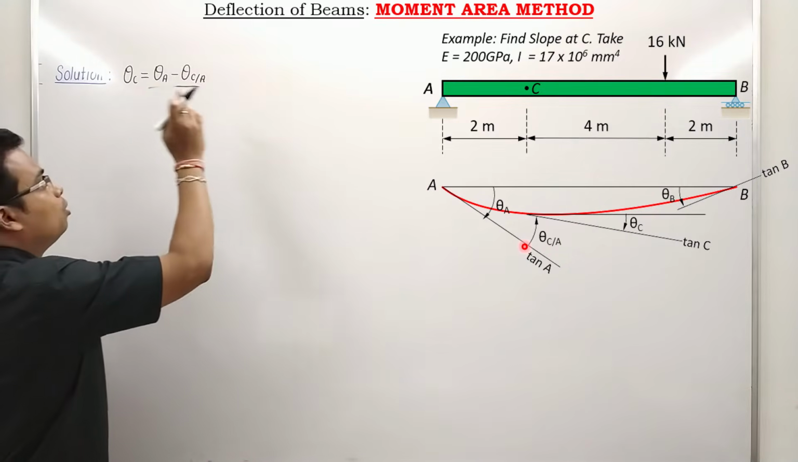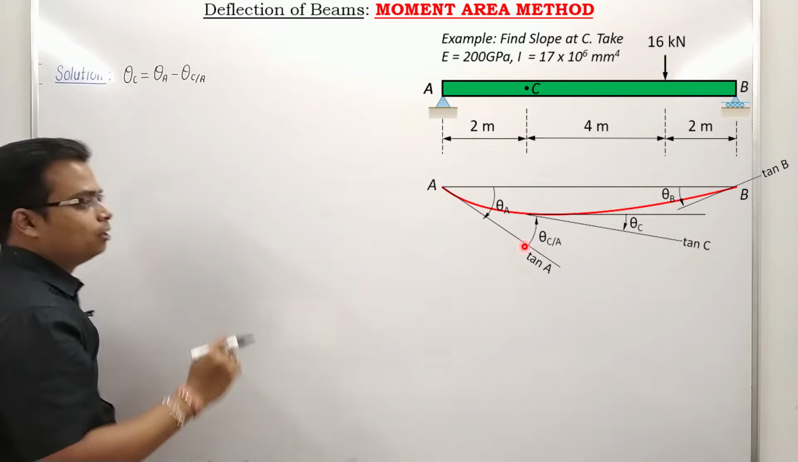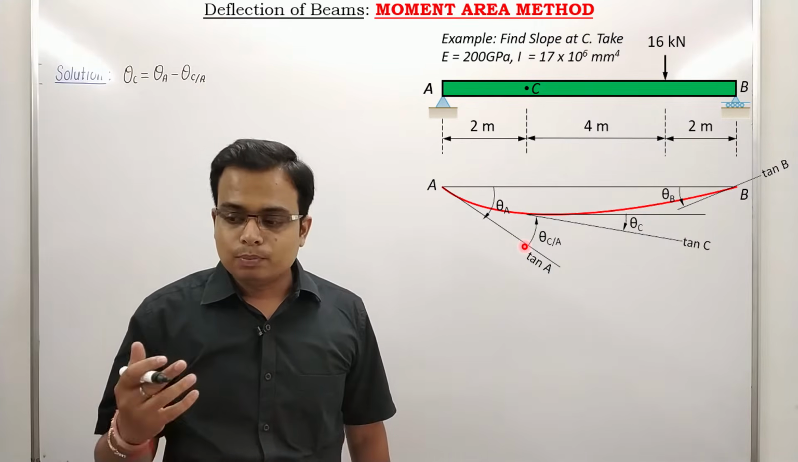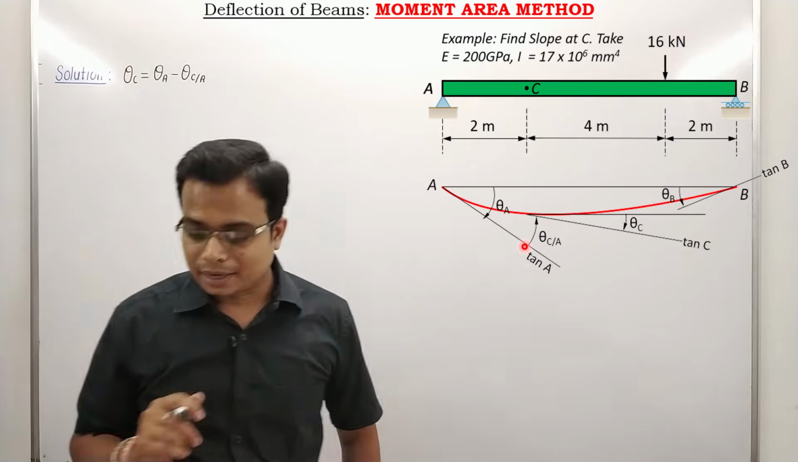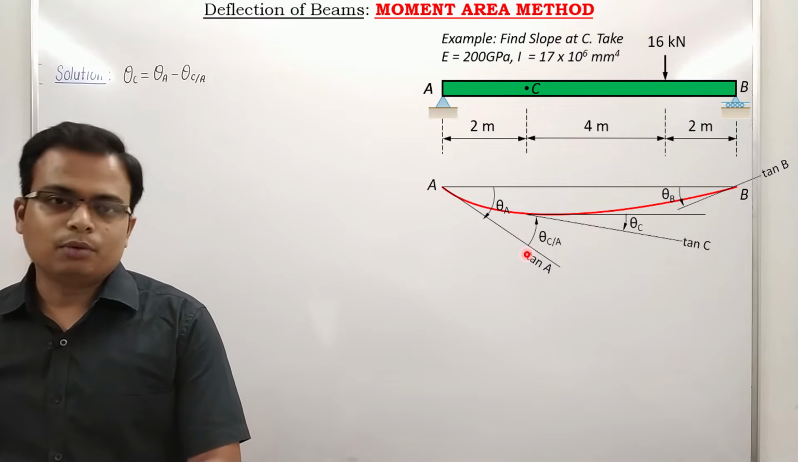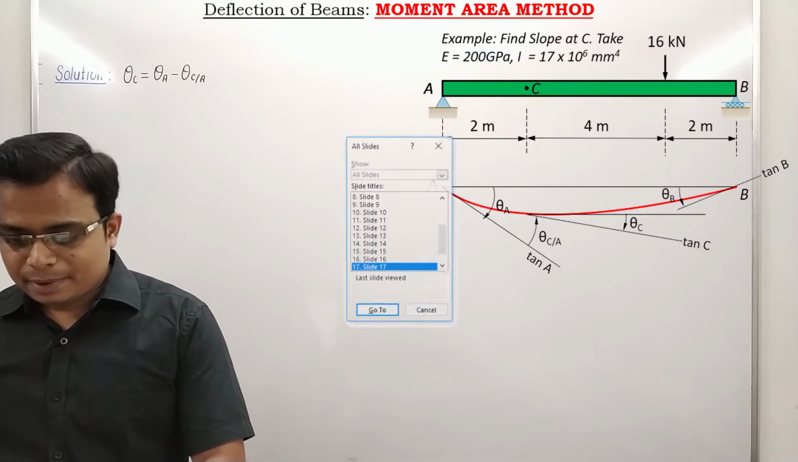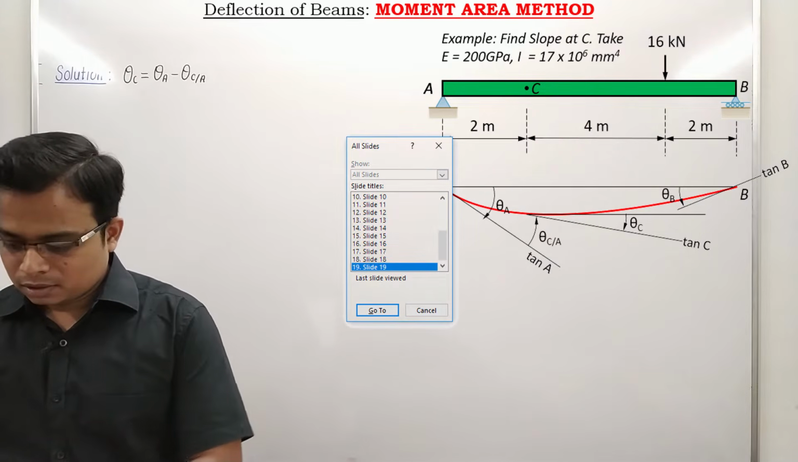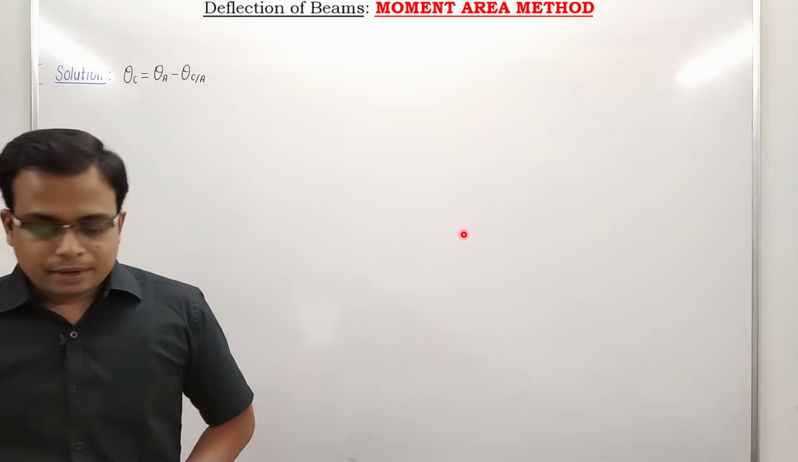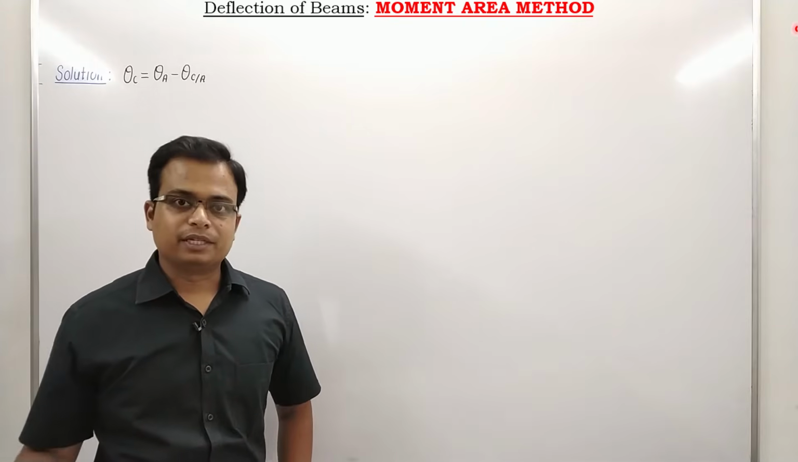But how to approach? Which theorem to apply first? What all values you need to proceed? Let's jump right into that. And for that, we need to do a bit of calculation. Let me tell you what those calculations are. And let me make some space first of all. Okay. Made some space, right?